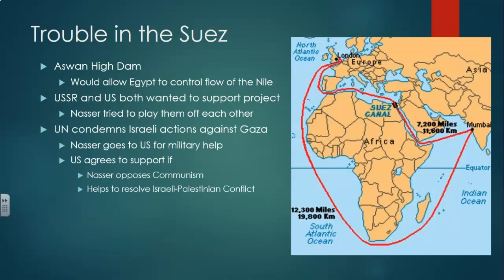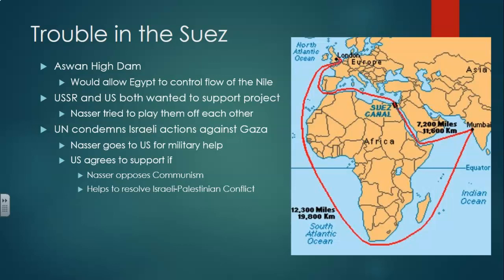At this time as well, the United Nations, excuse me, is going to condemn Israeli actions against the Gaza. Okay, so this is going to be important for a number of reasons. Number one, Nasser and the Israelis do not get along at all, as we already know. They both would like to wipe each other off the map for justifiable reasons. So Nasser is going to go to the United States for military help because he realizes that he needs to be able to defend his country, and that if he cannot defend his country, he has no country at all. He also, rightfully so, views Israel as a threat.